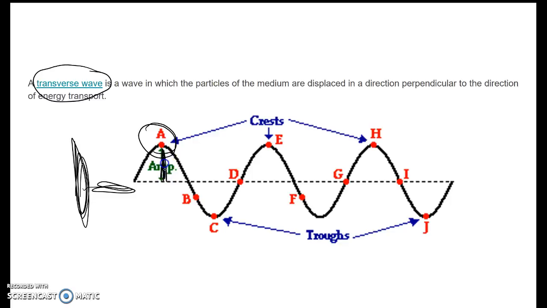here at letter A. The distance from your resting position to your farthermost vibrating position is called the amplitude of the wave. Where the amplitude is the greatest positive direction is a crest. Where the amplitude is greatest in the negative direction is what we call a trough.